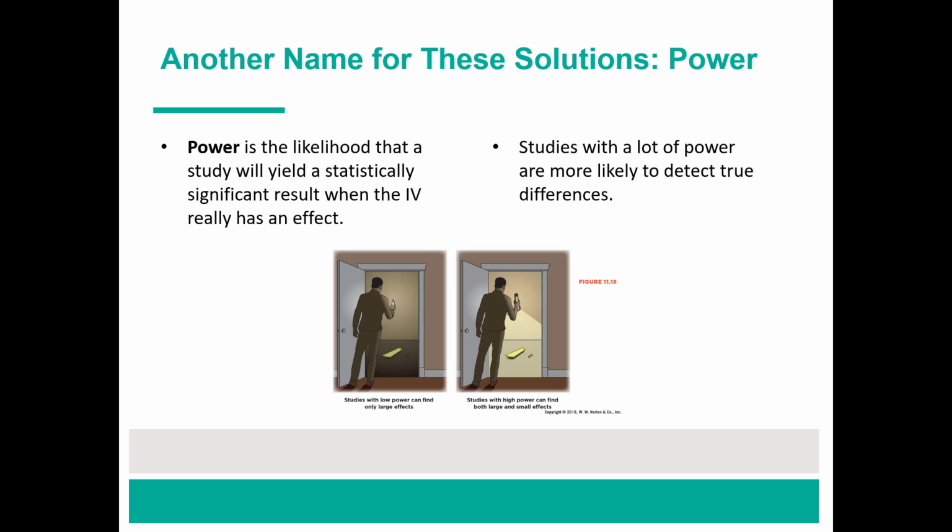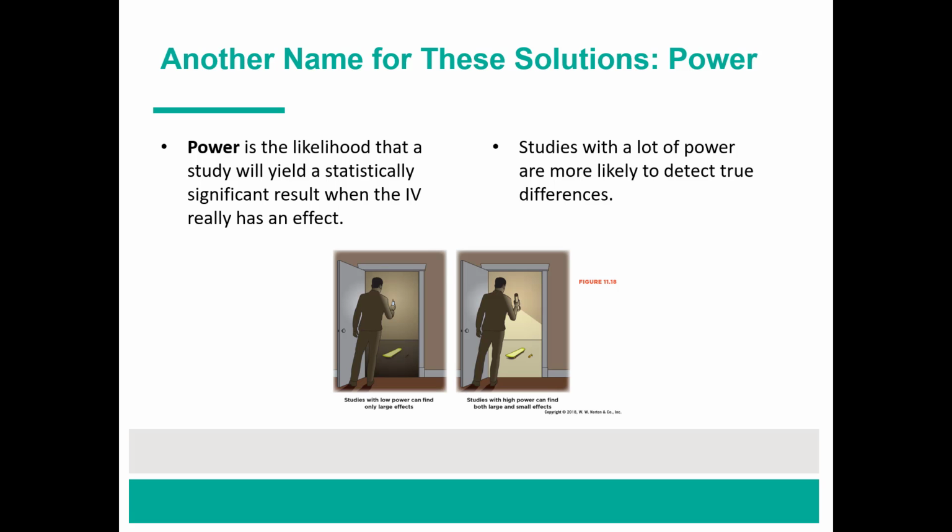Another name for all of these solutions is power. Power is also an aspect of statistical validity. For example, if GRE prep courses really work to increase GRE scores, then the study will detect this difference. Power refers to the strength the study has to detect such differences. Studies with more power can detect even smaller effects.